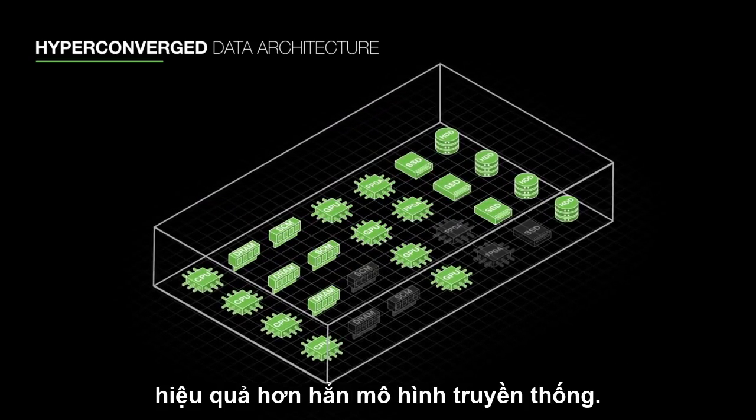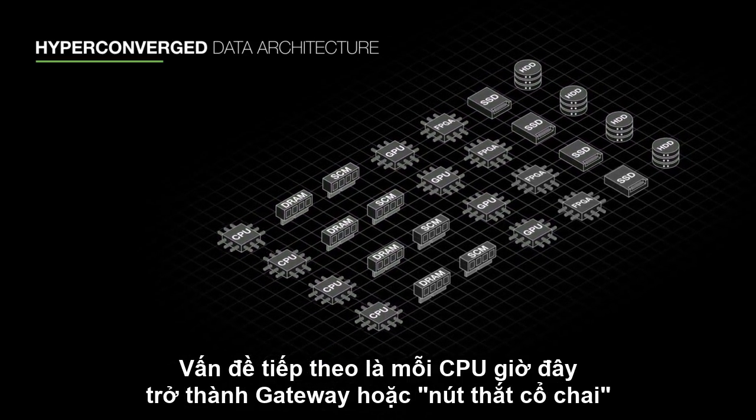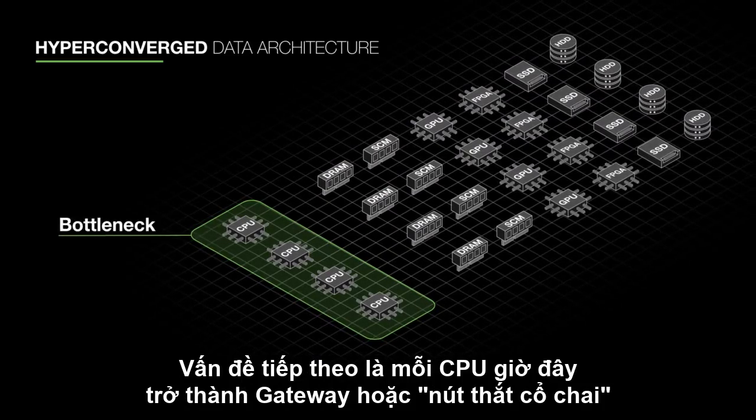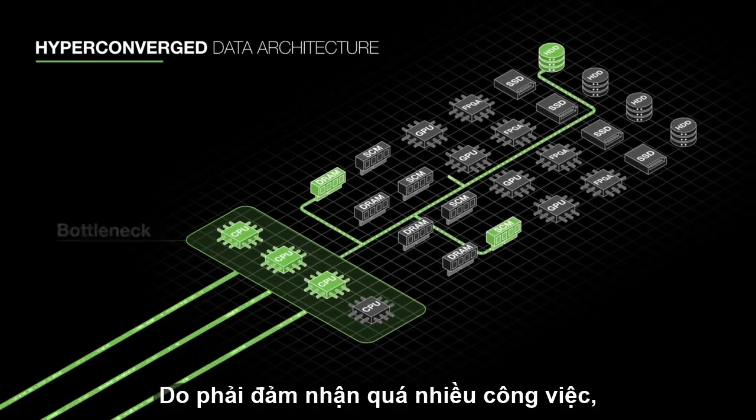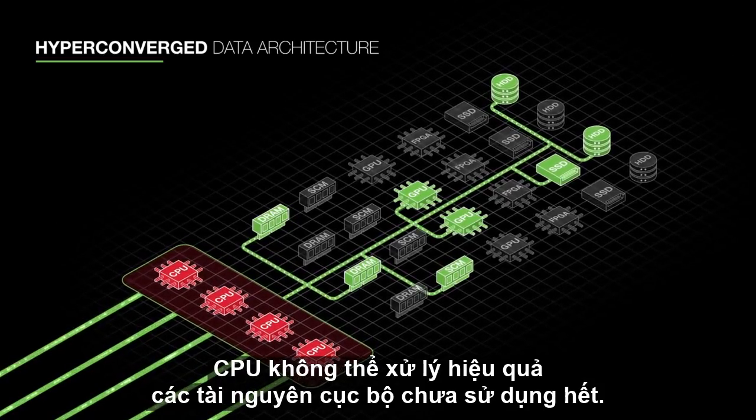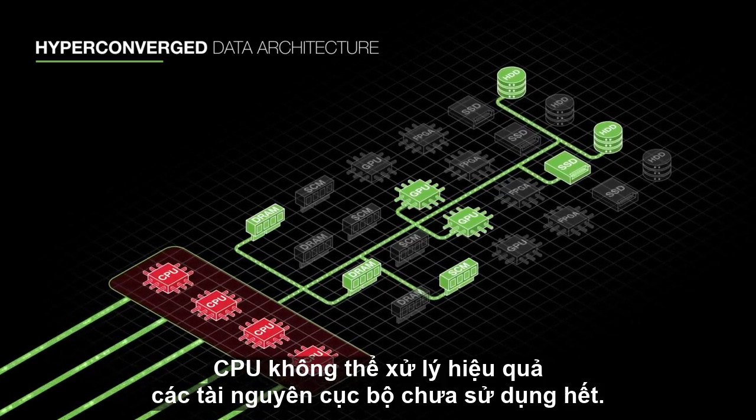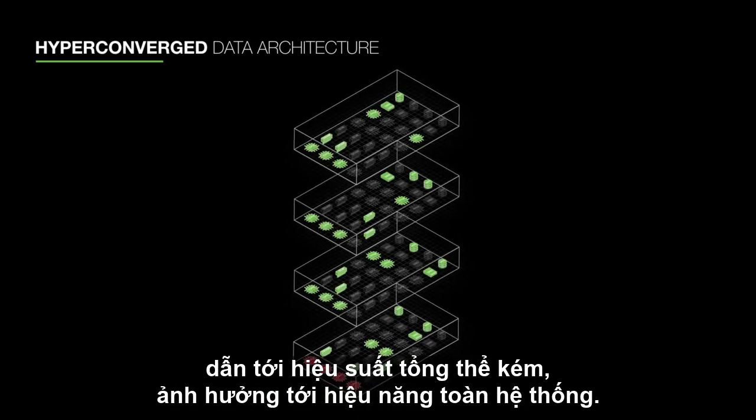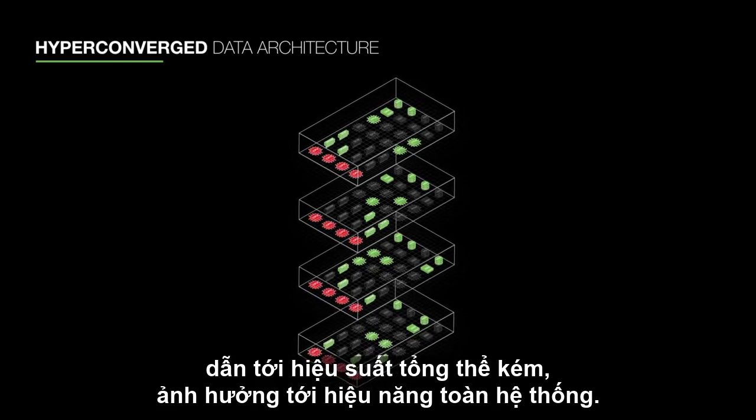Though more efficient than the traditional model, a new challenge is presented. Each CPU now functions essentially as the gateway or bottleneck for all other resources within its cluster. When busy managing tasks, the CPU cannot effectively serve its local underutilized resources to other nodes across the data center. The result is suboptimal resource utilization, poor scaling efficiency benefits, and unpredictable performance issues.